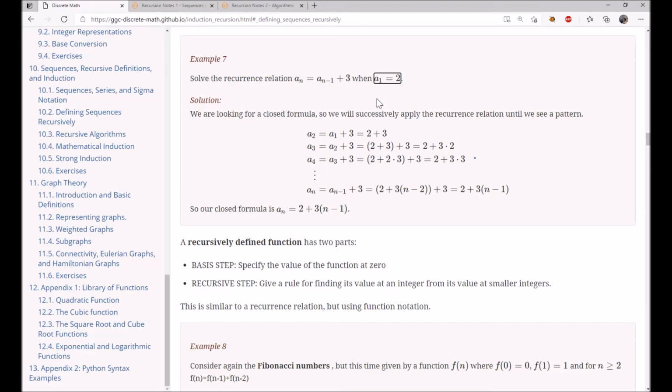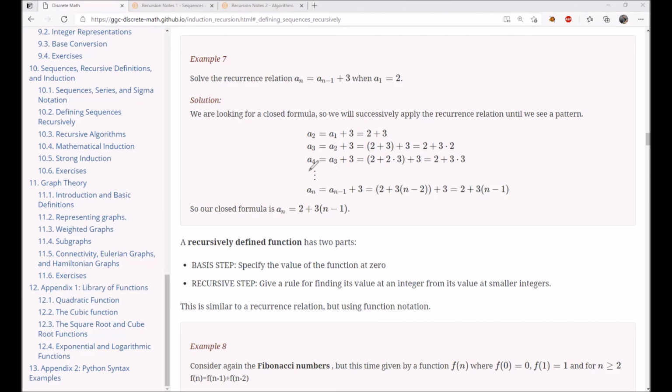When we solve this, we write it down iteratively. So a_2 is a_1 plus 3. That's from the recurrence relation. But what's a_1? a_1 is 2, so we write that as 2 plus 3. Keep that written like that. a_3 is going to be a_2 plus 3, but we have a way to write a_2. It's 2 plus 3. So a_2 plus 3 will become 2 plus 3 plus 3, and we can simplify that as 2 plus 3 times 2. We're grouping those 3's together.